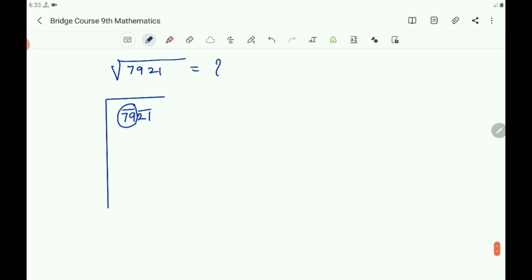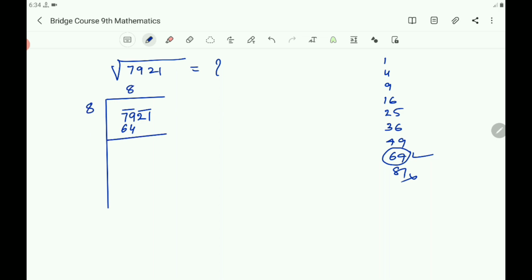Then take the first group 79 and find the nearest perfect square number. Here you must recall the square numbers: 1, 4, 9, 16, 25, 36, 49, 64, 81. The nearest perfect square to 79 is 64. Don't take 81, it is greater than 79. So we have to take 64, which is the square of 8; 8 8s are 64. Then you subtract 64 from 79. 9 minus 4 is 5. Then 7 minus 6 is 1. Then you take this group.